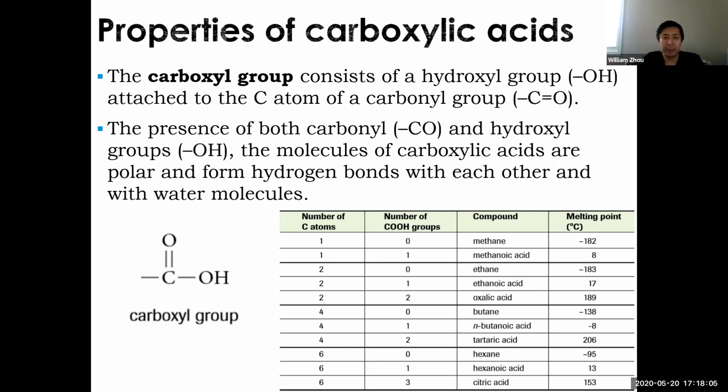If you look at 2 carbons, ethane, the gas, well, negative 183, not a surprise. Ethanoic acid, you slap on a carboxyl group, all of a sudden it jumps by more than 100 degrees. Again, now at positive 17. So you need 17 degrees Celsius in order for ethanoic acid to melt into a liquid. Otherwise, it will freeze into a solid.